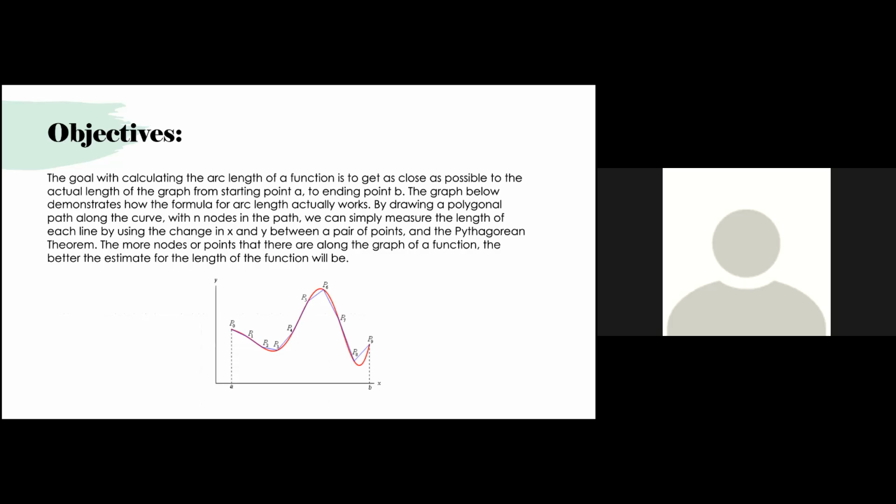The objective with calculating the arc length of a function is to get as close as you possibly can to the actual length of the graph from starting point A to ending point B. This example graph below demonstrates just how the formula works. It sort of visualizes the abstraction. You draw a polygonal path along the curve with n nodes in the path. You simply measure the length of each line by using the change in x or the change in y between a pair of points, and then the Pythagorean theorem and the distance formula. And like I said, the more n's you have, the more subdivisions you have, the more accurate the numerical approximation will be.